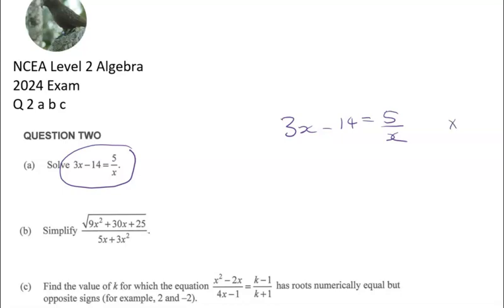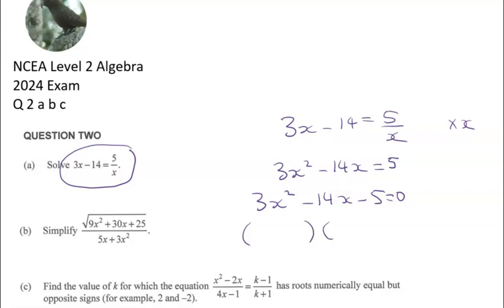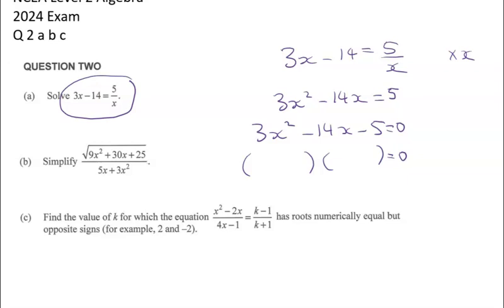So I'm going to times both sides through by x. That gives me 3x squared minus 14x equals 5. And now getting that into our usual form, we get 3x squared minus 14x minus 5 equals 0. I know some of you are going to put that in your calculator, and I think that's fine here, but I'm going to show you two ways to do it.